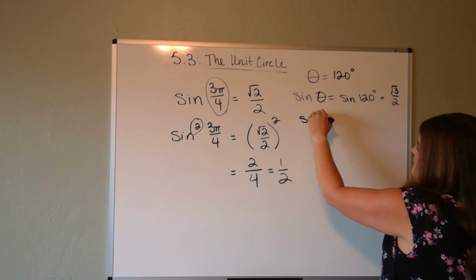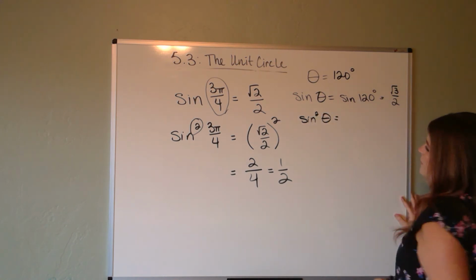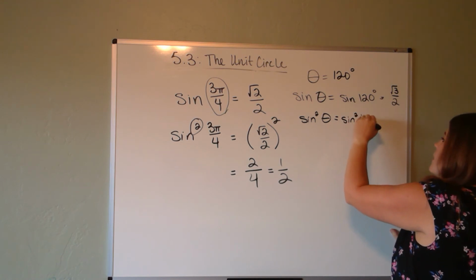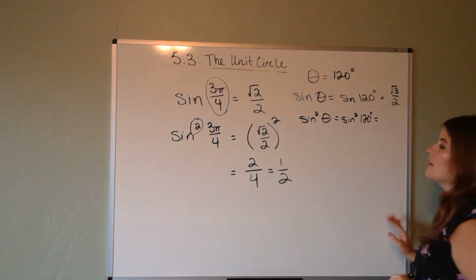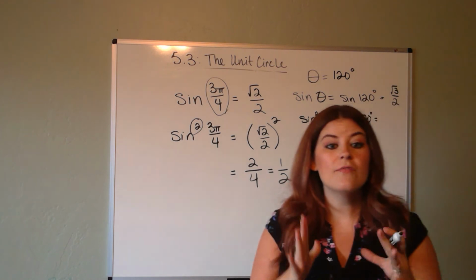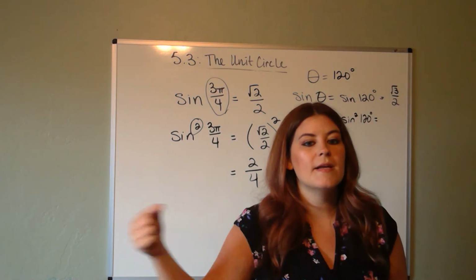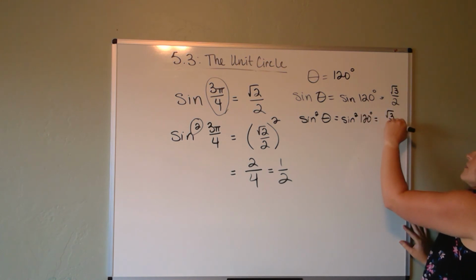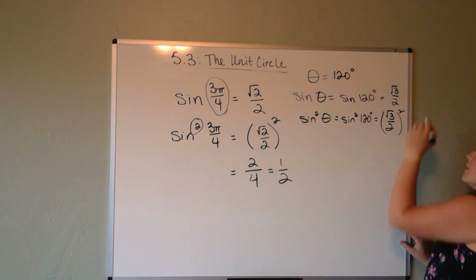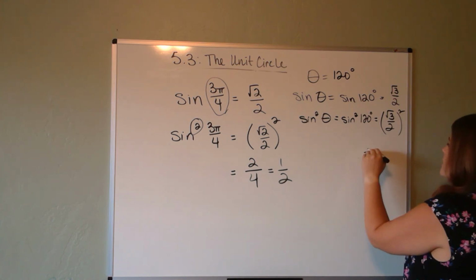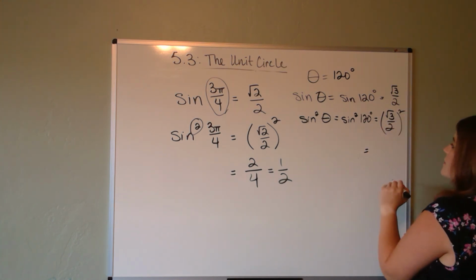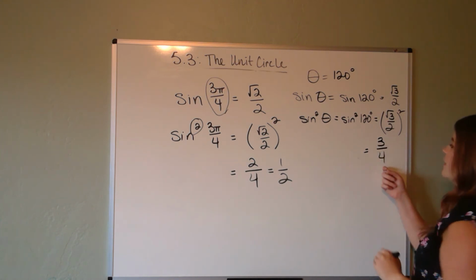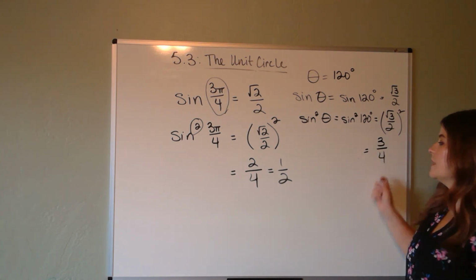What if it said, what's the sine squared of theta? Well, remember, that would be the sine squared of 120. How do I find the sine squared? I find the sine of the angle, and then I square it. So, what's the sine of 120? That's root 3 over 2. And I square it. Square the top, square root of 3, squared is 3. Square the bottom, 2 squared is 4. So there's the sine squared of 120.